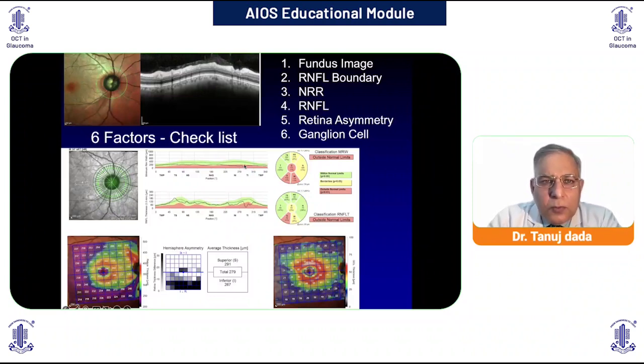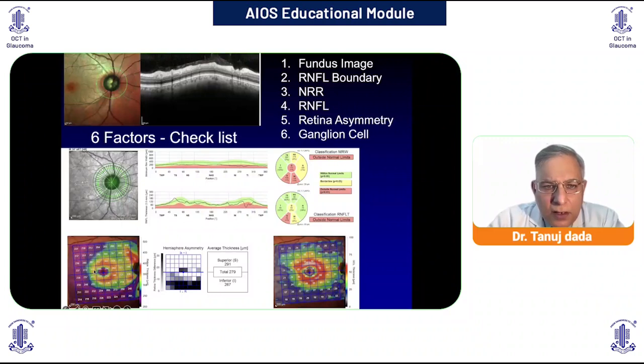Let us look at the corresponding region of the retinal nerve fiber layer. So here you can see there is a defect in the retinal nerve fiber layer. So the inferotemporal rim is thin, and correspondingly there is a defect in the inferotemporal retinal nerve fiber layer. So you already have two corroborations, NRR and RNFL are thin.